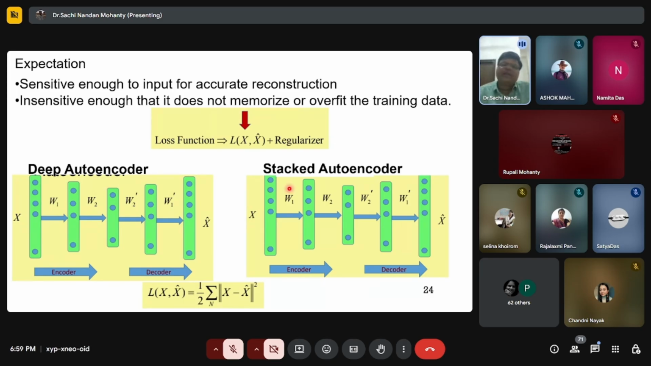Similarly, in the stacked autoencoder, just like the stack data structure, everybody knows in a data structure the stack follows the first-in, last-out concept. Similarly, the stacked autoencoder also follows that order concept.